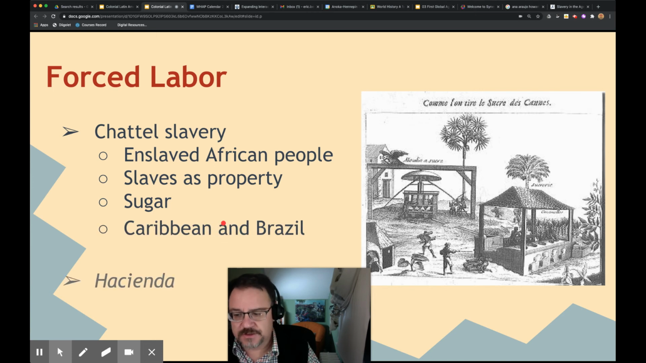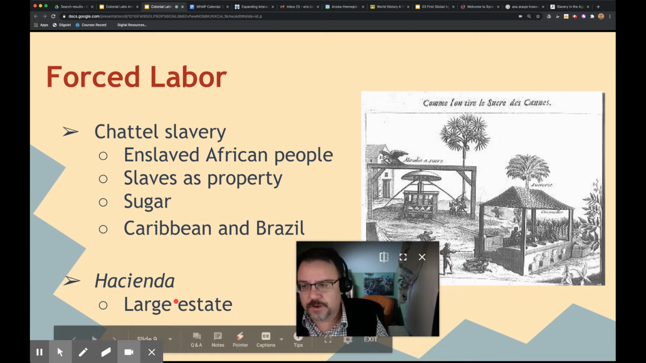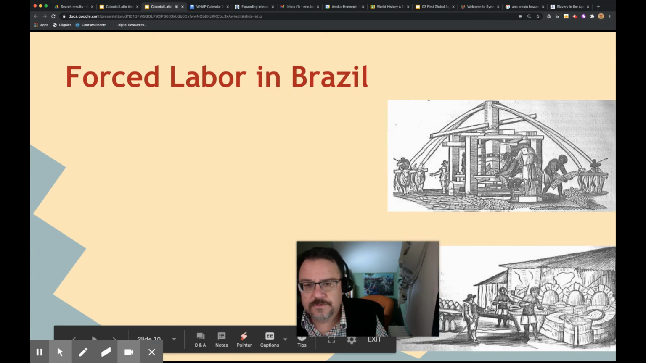Right. It's mostly where this is happening. There's another kind of forced labor there, but we'll talk about that later. The word hacienda is a word in Spanish for large estate that might have enslaved workers on it, or it might have people on it being forced to labor through other means.